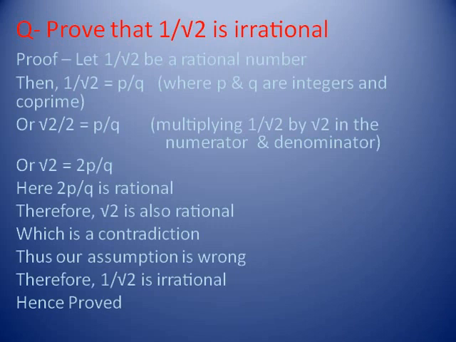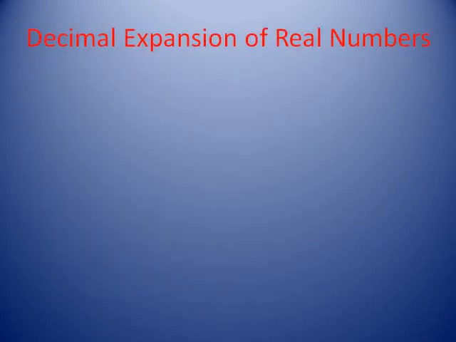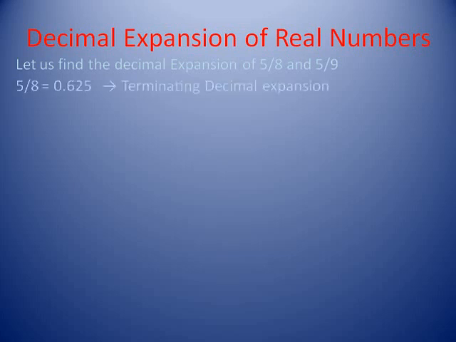Next topic we are going to discuss here is decimal expansion of real numbers. Let us find the decimal expansion of some of the real numbers here. When we divide 5 by 8, we obtain the quotient 0.625 and the remainder is 0. So here we have to note that when the remainder is 0 and the decimal expansion terminates with a finite number of terms, such type of decimal expansion is called terminating decimal expansion.